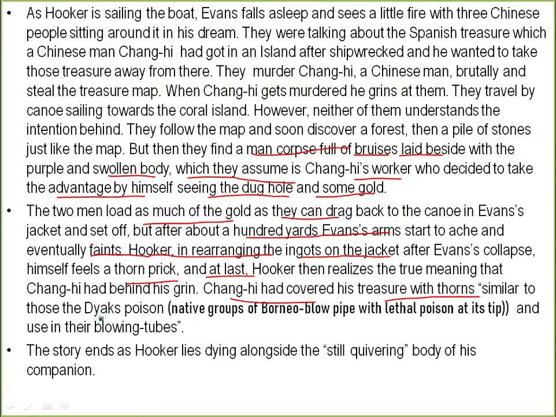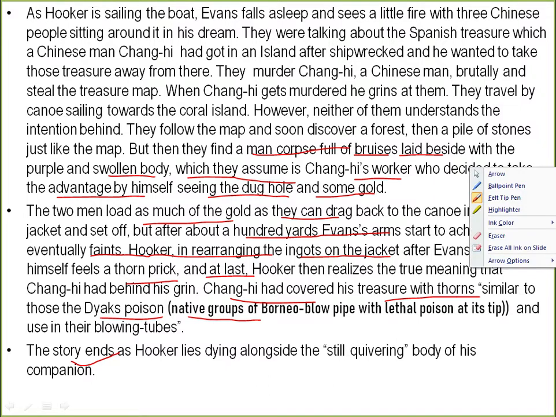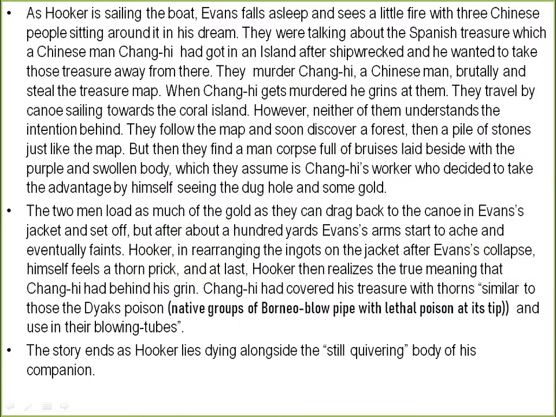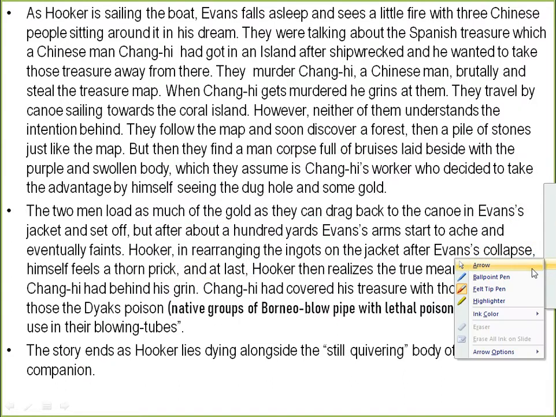Similar to those the Dayak poison. Dayak जातिका मान्छेहरू, native groups of Borneo, blow pipes with lethal poison at its tip. अथवा तिनीहरूले एउटा पाइप राख्छन्, पाइपको अगाडि लेथल पोइजन लगाउँछन् अनि त्यसबाट फुक्छन्. फुकेपछि अरू आफ्नो इनिमिजहरूलाई तिनीहरूले किल गर्ने काम गर्छन्. In this way the story ends as Hooker lies dying alongside the still quivering body of his companion. Both of them are in suffering positions. They get troubles a lot. So in this way the story ends. यसरी कथा सिद्धिन्छ.